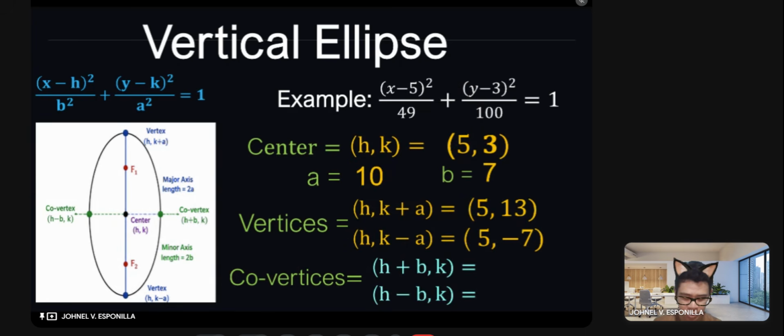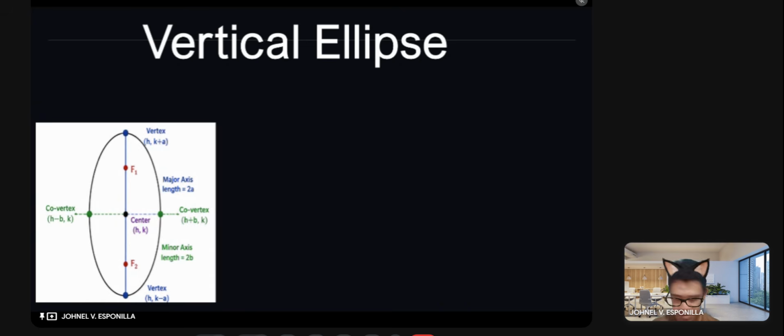And for the co-vertices naman, H plus minus B, K. So again, H natin is 5 plus 7, that is 12. Then copy the 3. Next, 5 minus 7, that is -2, 3. So ito na po ang co-vertices ng ating vertical ellipse. Another example.